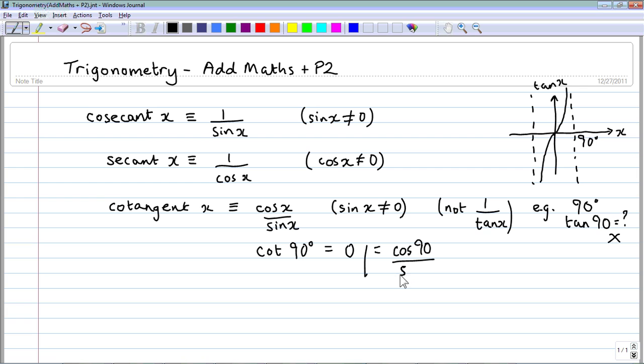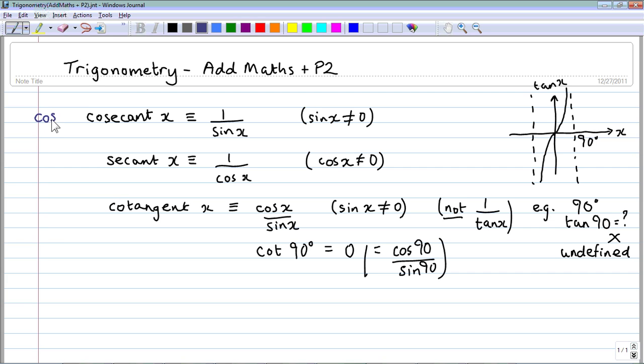So it's cos 90 over sine 90, that's 1. So cot 90 is 0, but tan 90 is not defined. So that's why we do not write cotangent x as 1 over tan x, but as cos x over sine x. And let me just show in a different colour here.